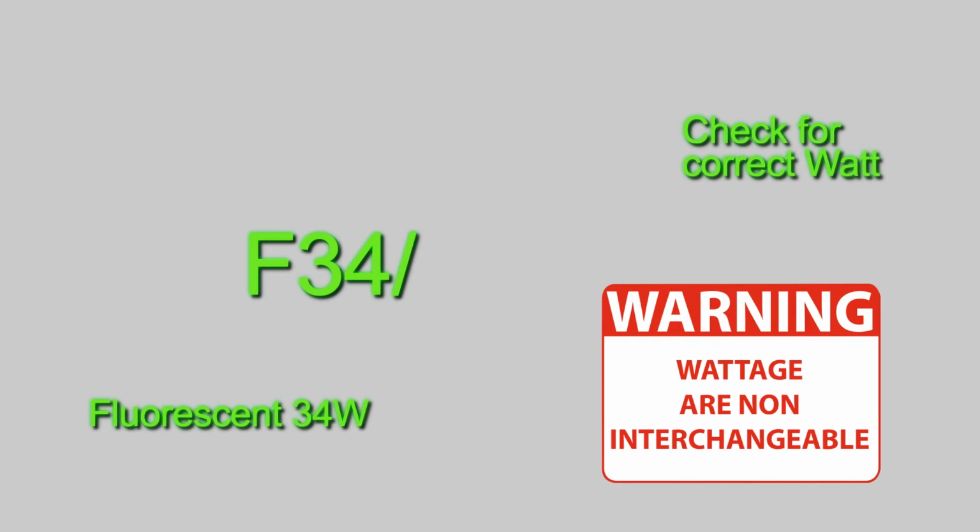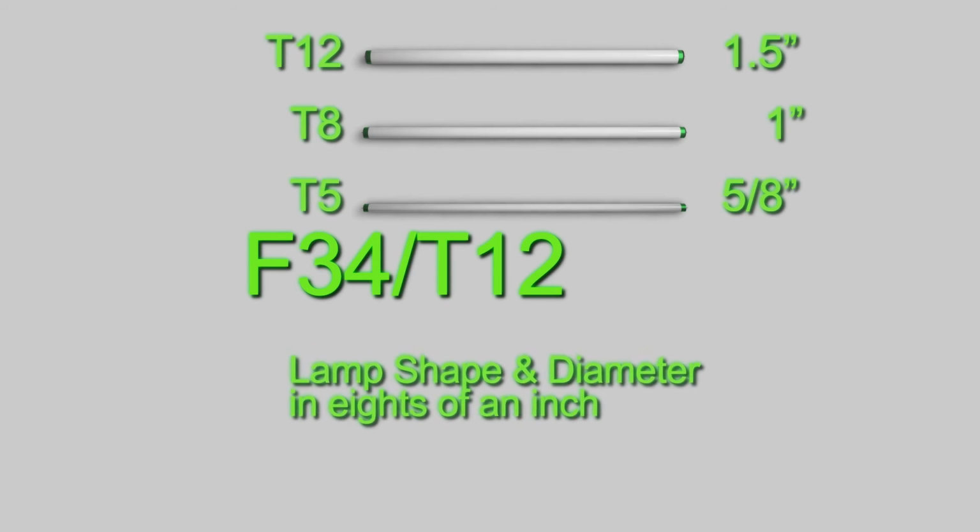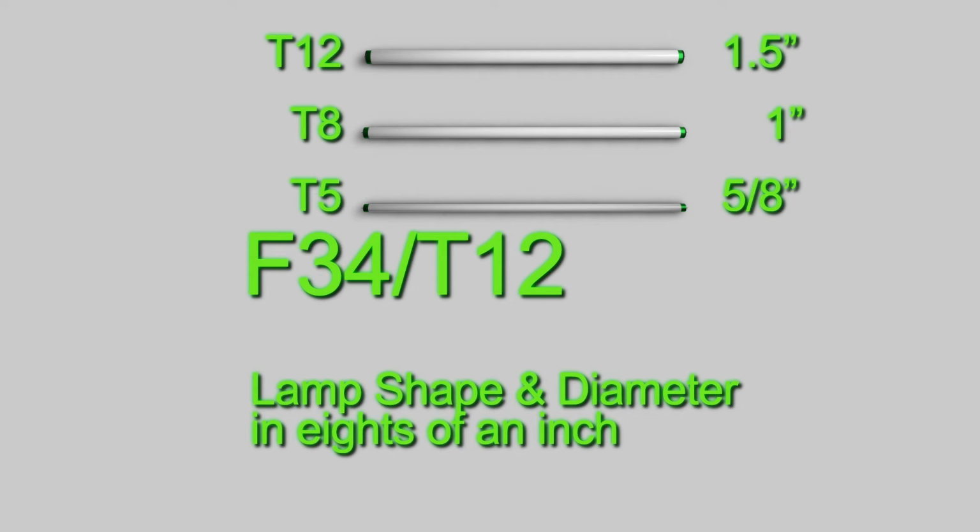A very common code is the F34T12CW. The F34 signifies this is a fluorescent 34 watt. Remember to double check for correct wattage, because different wattages are not interchangeable. The T12 signifies this bulb is a 1.5 inch thick diameter bulb and not the smaller T8 or T5 diameters.